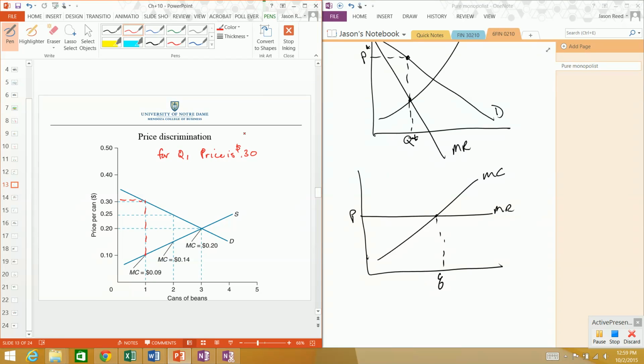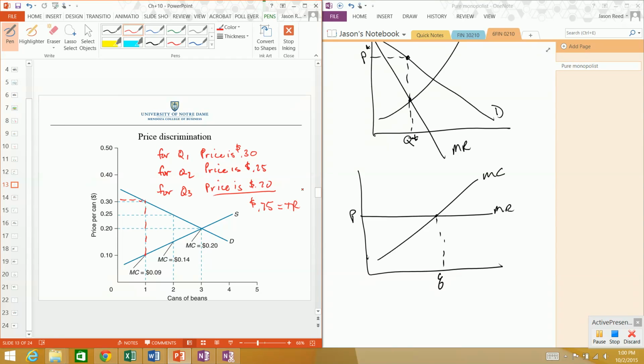Then the store says, okay, if you buy our second can of beans, then for Q2 you are only going to be charged 25 cents. And this encourages buyers to consume the second can of beans. And then we say, if you want to keep consuming, for this third can our price is going to be 20 cents. So overall, this firm's total revenue ends up being 75 cents.